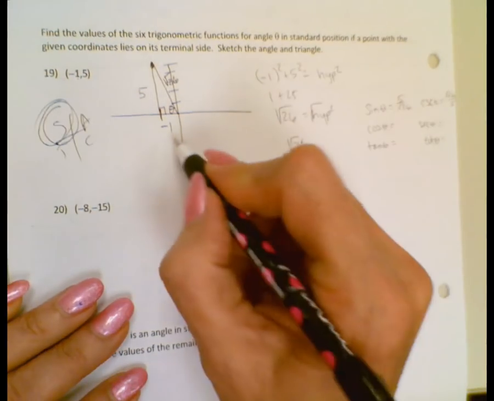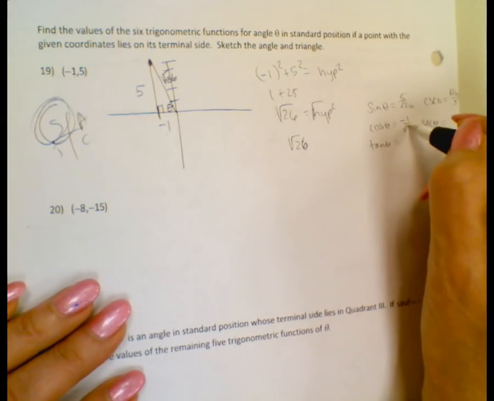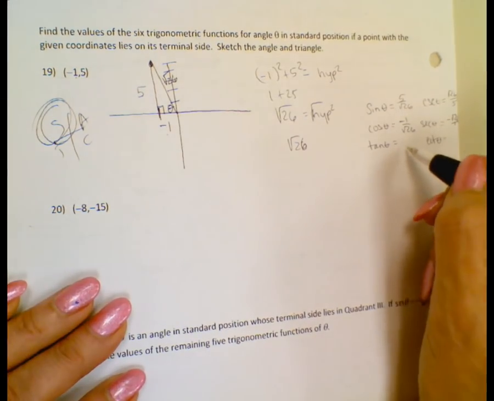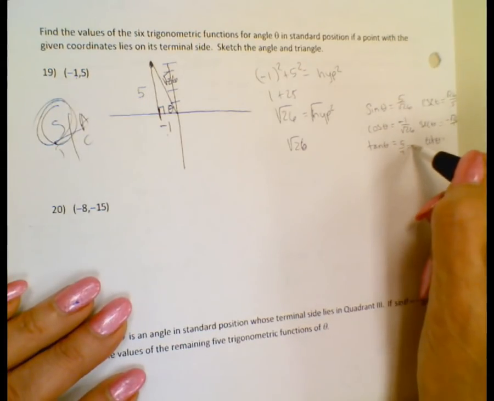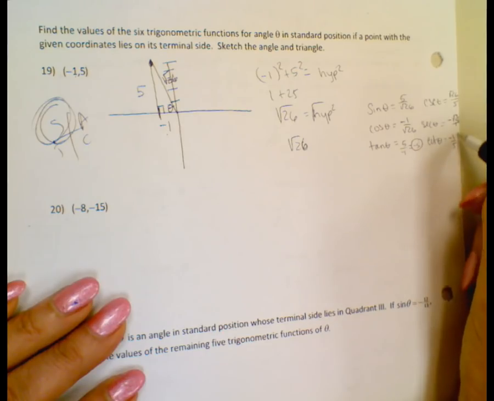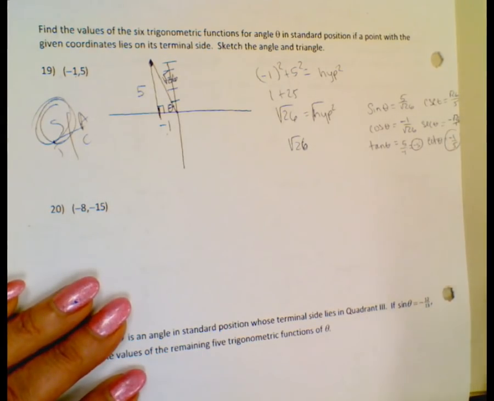So cosine should be negative 1 over radical 26, which is negative radical 26 over 1. Tangent is 5 over negative 1, which is negative 5. And the cotangent is negative 1/5. Those are your answers.